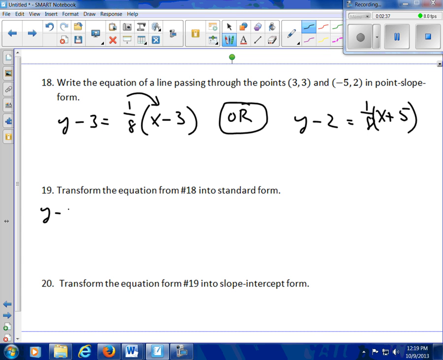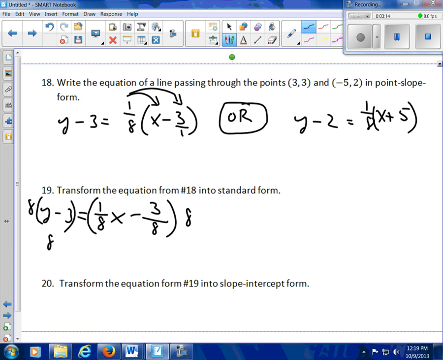So I've got 1/8 times x is going to be 1/8x. And then what's 1 over 8 times negative 3? Well, 8 won't cross cancel into the 3, so I can't cross cancel before I multiply. So I know that 1 times negative 3 is negative 3, and 8 times the 1 that's imagined under that 3 is going to be 8. And again, in standard form, I know that there are no fractions, so I'm going to multiply both sides of my equation by 8.